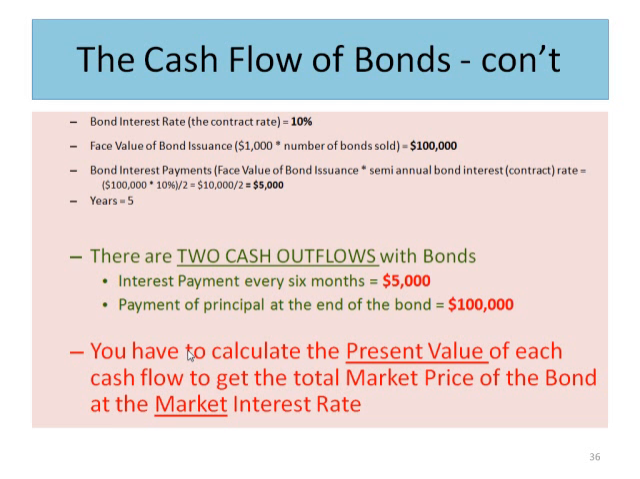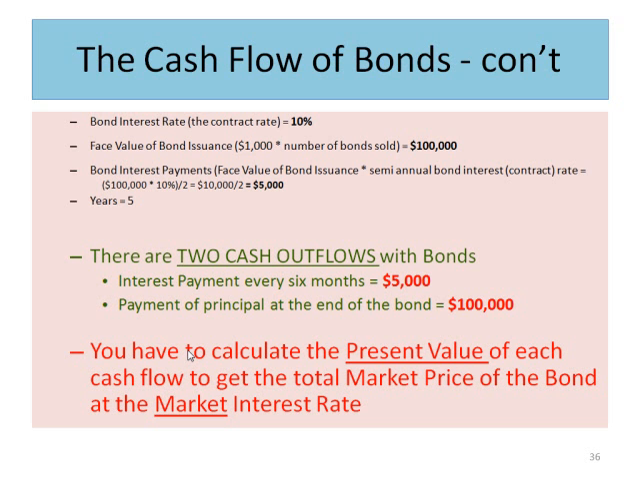Okay. Bond interest rate 10%, face value of the bond issuance $100,000, bond interest payments $5,000, years 5. There are 2 cash outflows with bonds. One is the company has to pay $5,000 every 6 months. That's a repeated amount. We would say that's an annuity every 6 months for 5 years, 10 total payments.